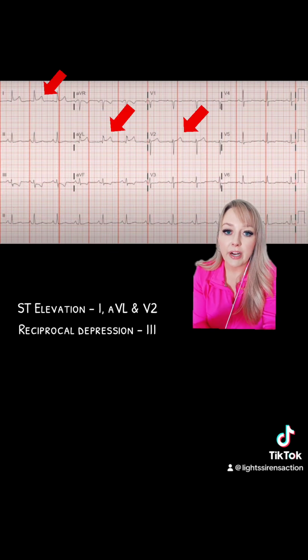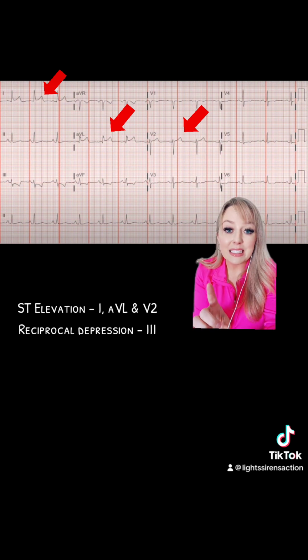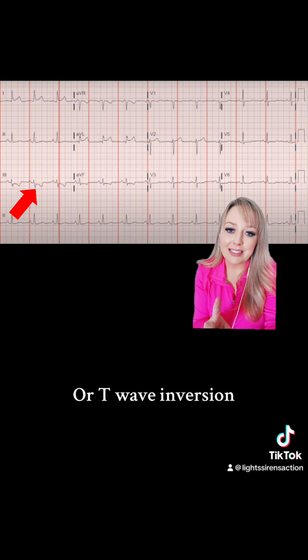When addressing some of the characteristics of a high lateral MI, you're going to look for ST elevation in your high lateral leads, which are 1 and aVL, but you're also going to look for ST elevation in V2. Oftentimes the ST elevation for this type of MI isn't super pronounced, so it may not be over 1 millimeter. But if you see even slight ST elevation in these three leads, you might be suspicious of a possible high lateral MI, especially if you see ST depression in your inferior leads, but most pronounced in lead 3.